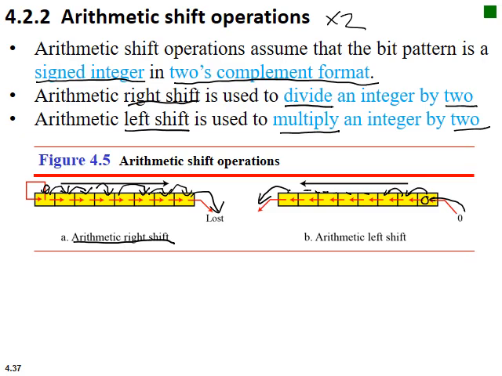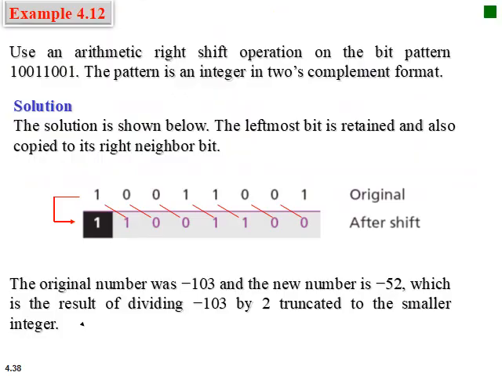Okay, so let's look at some examples. In this example, use an arithmetic right shift operation. So we know by now right shift arithmetic operations divide an integer by 2. So do that right shift operation on this bit pattern over here. The pattern is an integer and it is in 2's complement format. So you know it is valid, we can do arithmetic right shift operations with this bit pattern, as we assume that it is an integer and in 2's complement format.